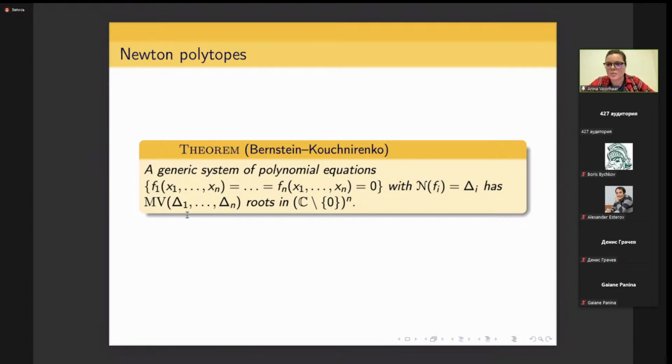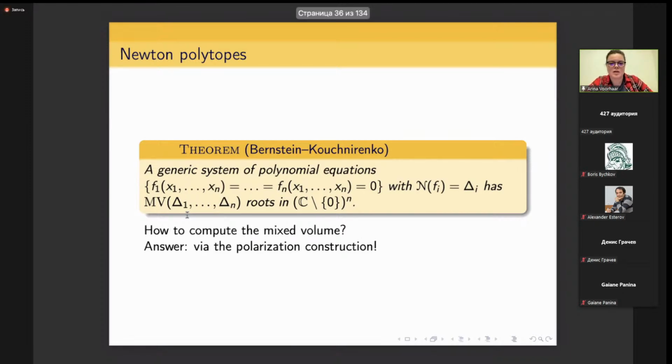So it's a theorem that tells you that the number of roots of a system of equations can be computed in terms of the Newton polytopes. Yes, we lose a lot of information passing from polynomials to polytopes, but some information we can still gain from that. A very natural question, since we compute things in terms of the mixed volume: how can one compute mixed volume explicitly? The answer is using the polarization construction.